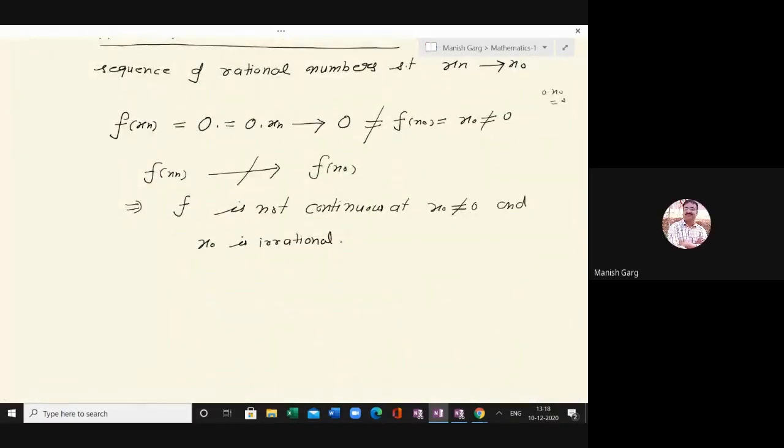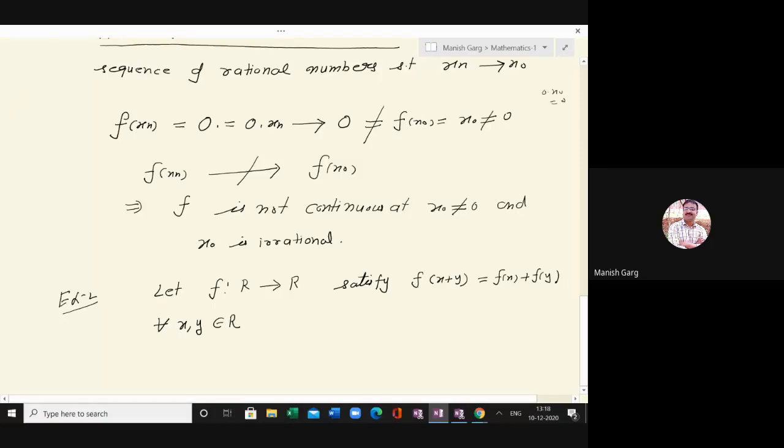So now, I have done this thing. Now let us do one more example. This is a nice example. It says, suppose you have a function from R to R satisfying this condition, f(x plus y) is equal to f(x) plus f(y), for all x and y element of R.